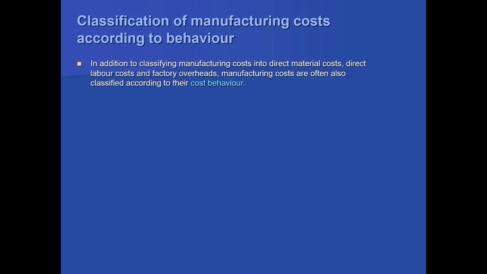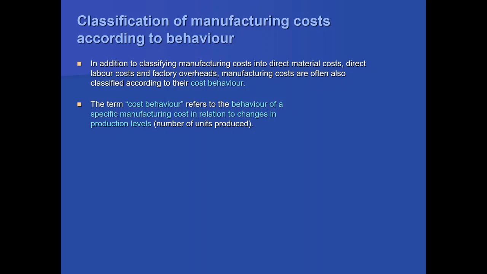Classification of manufacturing costs according to behavior. In addition to classifying manufacturing costs into direct material costs, direct labor costs, and factory overheads, manufacturing costs are often also classified according to their cost behavior. The term cost behavior refers to the behavior of a specific manufacturing cost in relation to changes in production levels, in other words, the number of units produced.